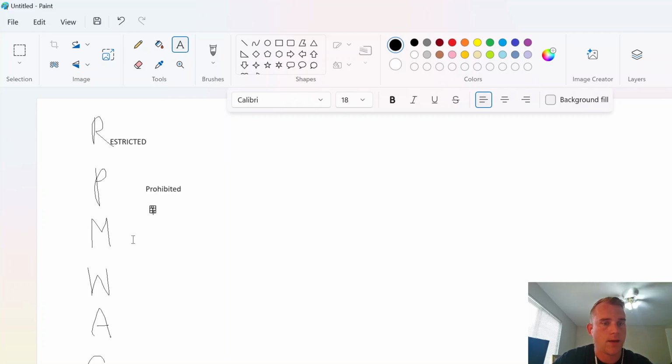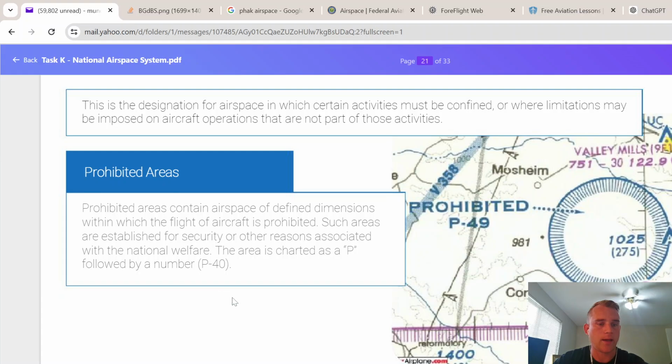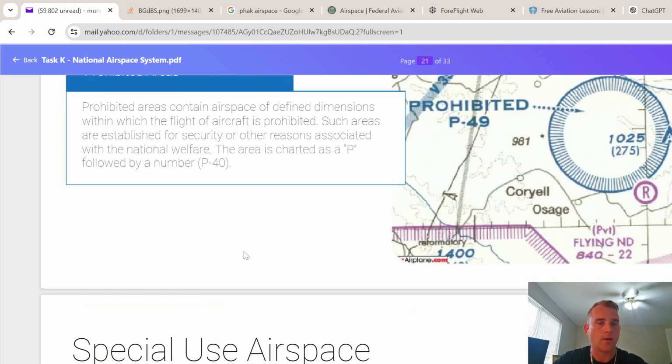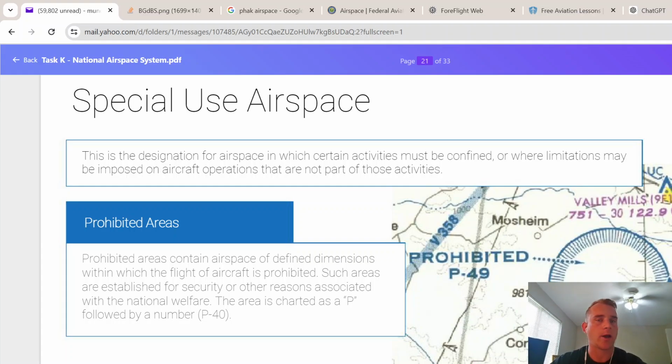Prohibited. Okay. And this one is military or MOA. Say it with me. Warning. Alert. Controlled, I think I got that wrong, but we'll see. National Airspace. So let's see if this acronym works. I haven't looked at this or thought about this in a year. I just remember the acronym that I used was RPM Whackin'. And if it doesn't work, we'll change it up a little bit, okay? But create your own acronym, okay?